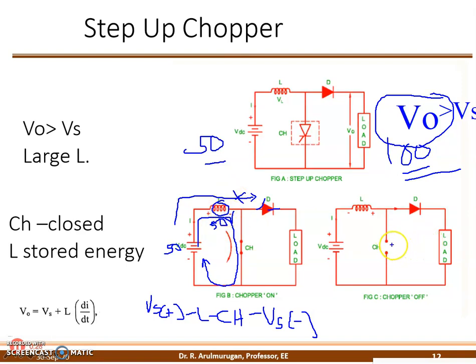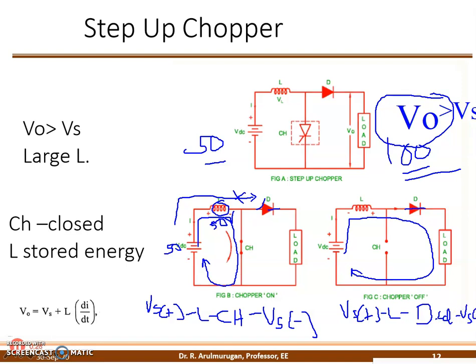What about the mode 2 condition? The switch is open, and the diode is closed. During this time, the source flows through the inductance to the load. This is the path. Write the path: Vs plus, then the inductance to the diode, the diode to the load, and the load to Vs negative. Write down the path, and you will get the marks.